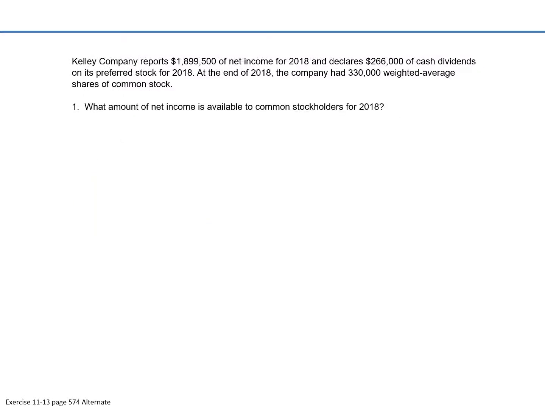All right, same idea. Why don't you take a minute, compute the income available to common stockholders, and then also the earnings per share, and then we can go through it.